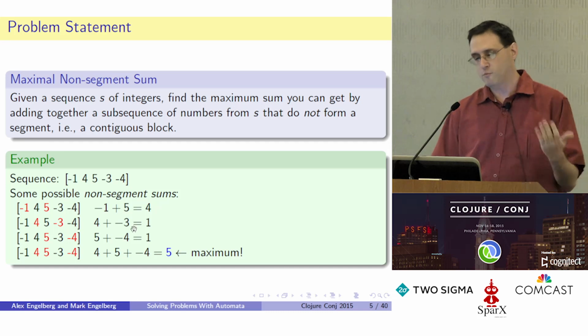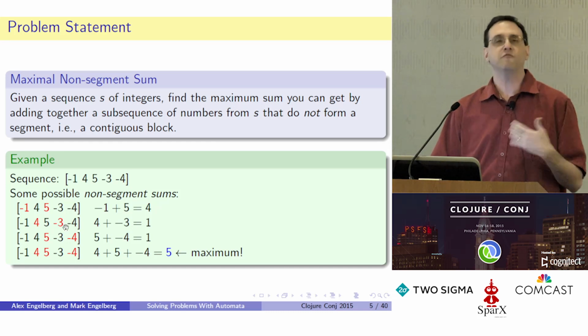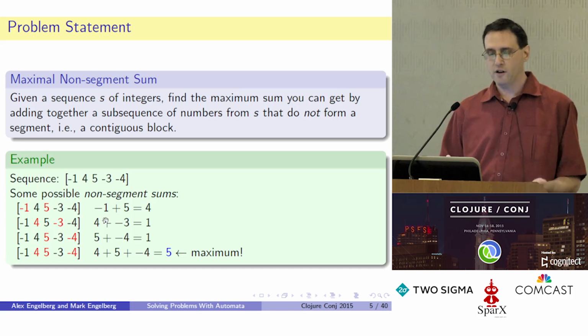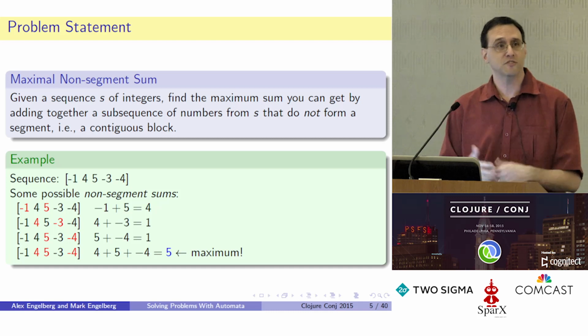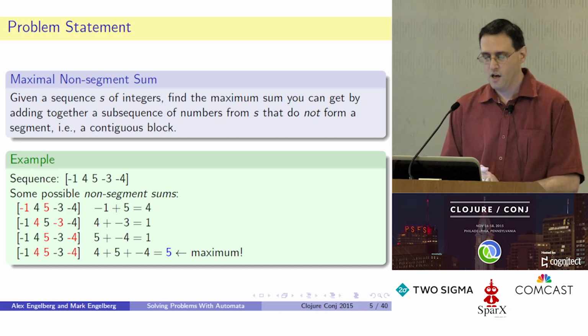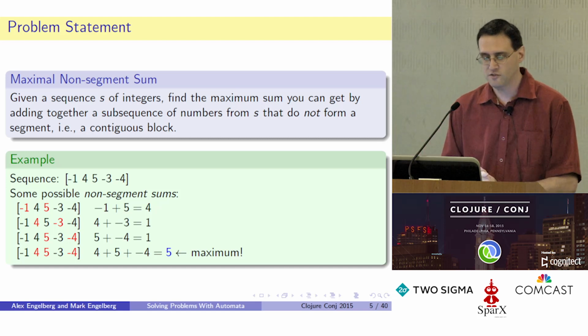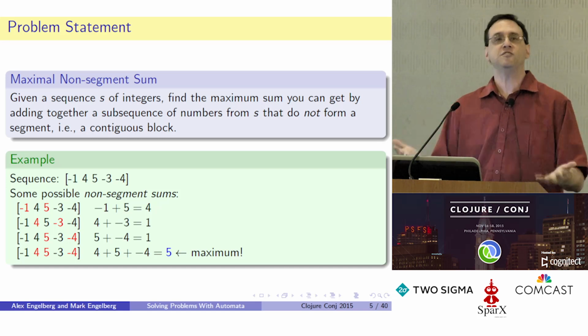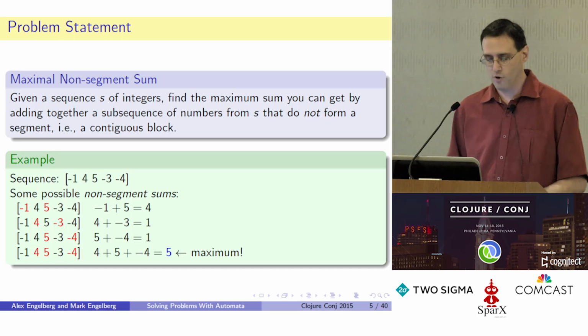Down at the bottom, we see some examples. We have the sequence of numbers, and these are some different combinations we might look at. The red numbers, you can see we can't do any singletons, for example, because a singleton counts as a segment. The empty subsequence doesn't count either, because that would be considered a segment. So you need at least two numbers, and they have to have some kind of gap between them somewhere.